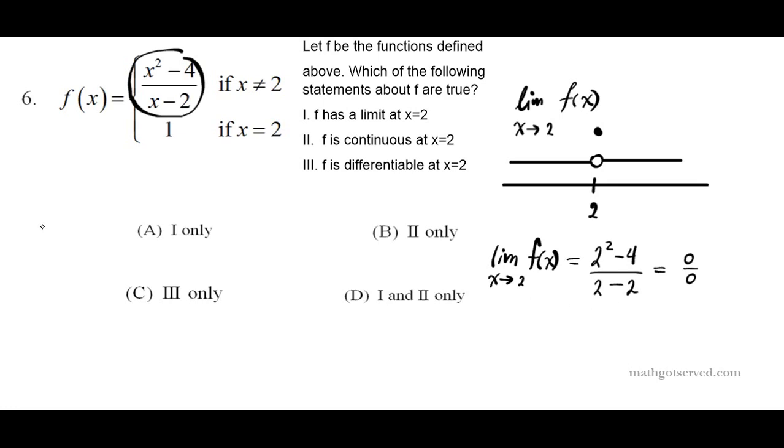So what does that mean? Does that mean that the limit does not exist? The answer is no. This is an indeterminate form, so we have to see what we can do to rewrite it in a way where the limit might exist. Let's go back to the original function, x squared minus 4 over x minus 2.